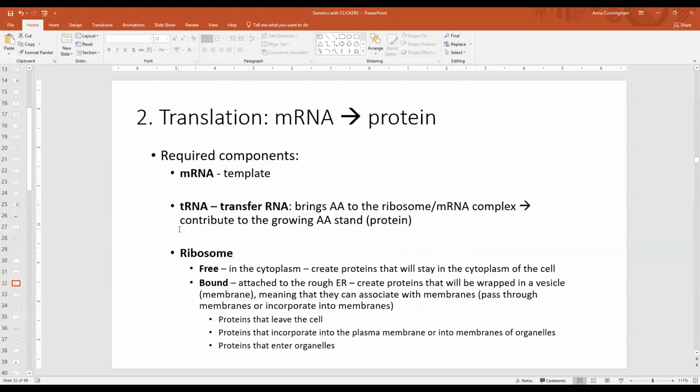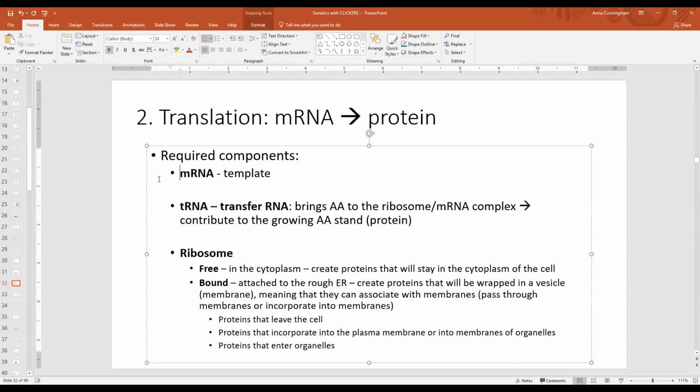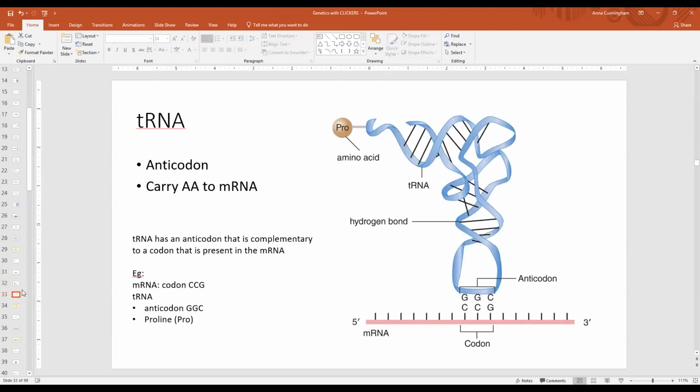Okay, so we talked about the components for this process. We need mRNA, which is going to be our template. What brings those amino acids to the ribosome, which contributes to the growing amino acid strand or protein, is going to be a molecule called tRNA, which I'll revisit. And then this entire process occurs at a ribosome, of which we have 2. So we revisited that on Tuesday, but I'm going to move forward now.